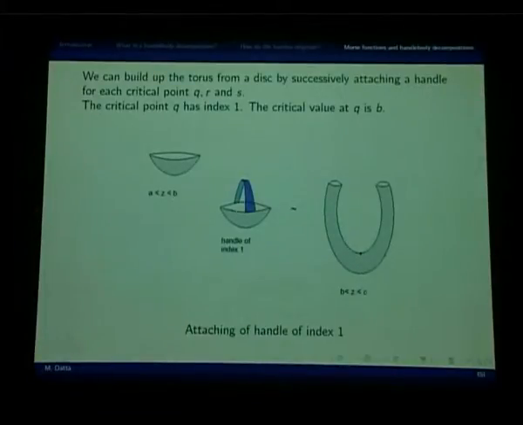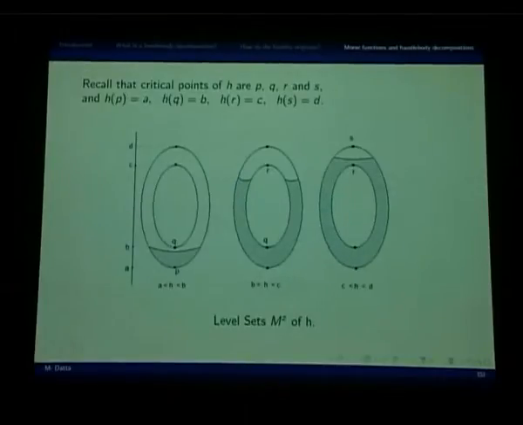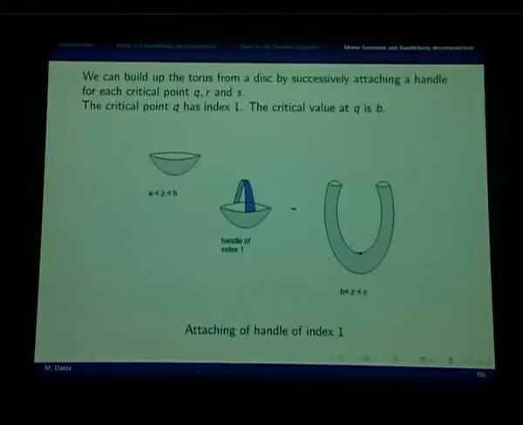So, whenever the functional value is between A and B, the level set, that means all points where the functional value is between A and B, is a disk. And when the functional value is between C and D, see, I have denoted the level set here by Mz, and z I have taken between C and D. Here it is between B and C, so I have a cylinder.